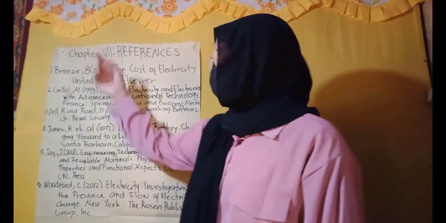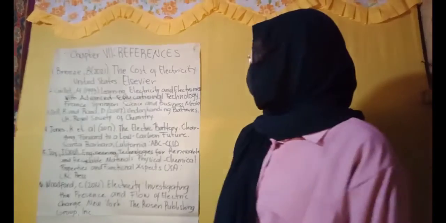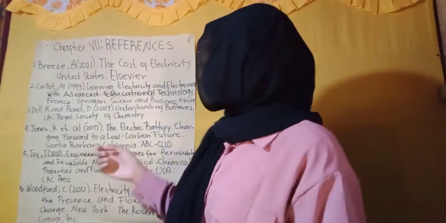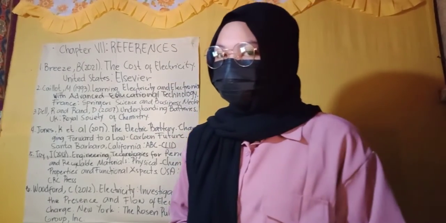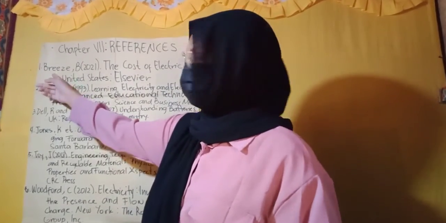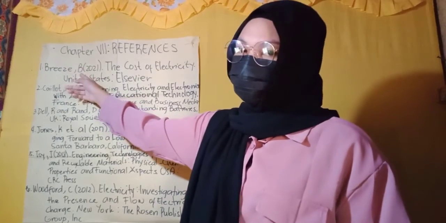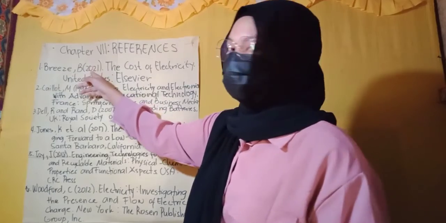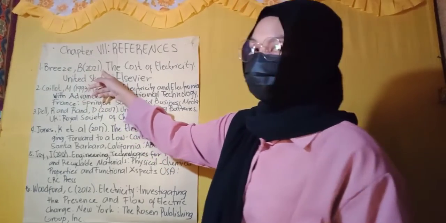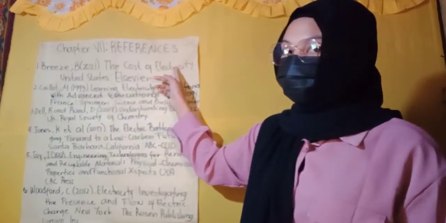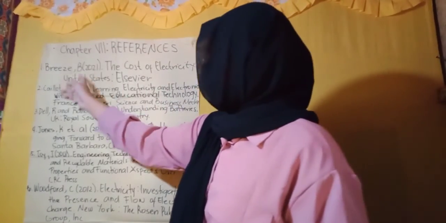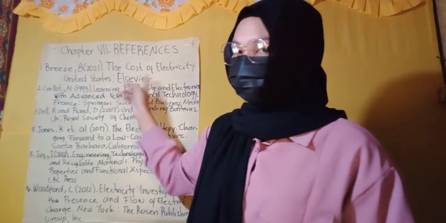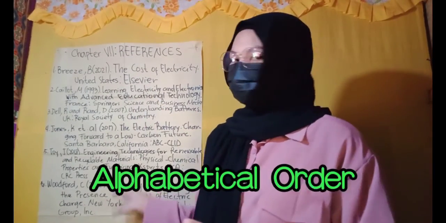And now let's proceed to the last chapter, the chapter 7, references. We use the American Psychological Association or the APA style in citing the references. So the format of the APA style is last name, comma, the initial of the first name, open parenthesis, the year of publication, close parenthesis, period, the title of the book, period, the place of the publication, colon, the publishing company. This is already in alphabetical order.